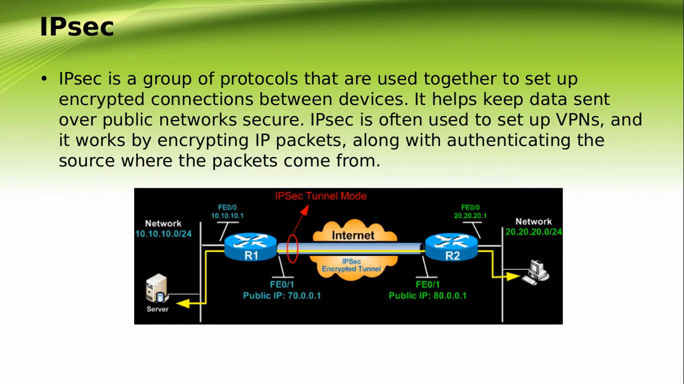So IPsec is a group of protocols that are used together to set up encrypted connections between devices. It helps keep data sent over public networks secure. IPsec is often used to set up VPNs, and it works by encrypting IP packets along with authenticating the source where the packet comes from.